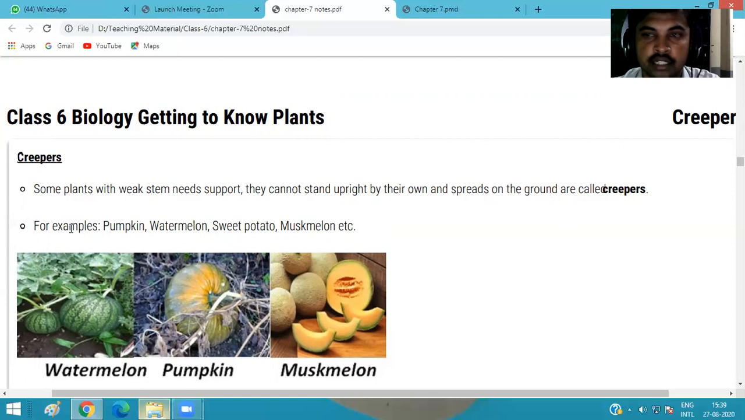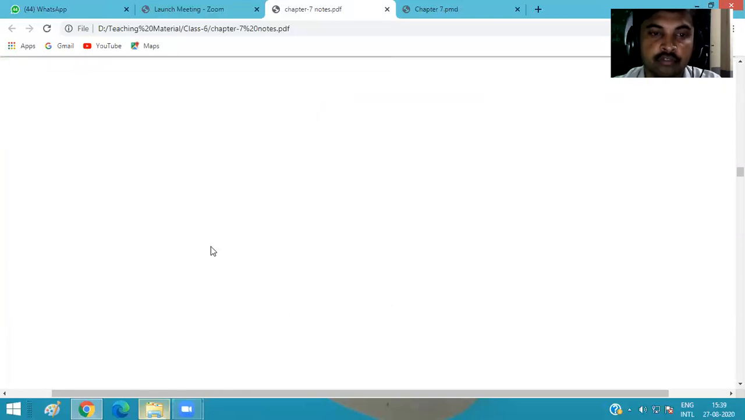Some examples: pumpkin is an example because it has a weak stem and creeps and spreads on the ground. Watermelon, sweet potato, and muskmelon are also examples of creepers. Then the next one is climbers.